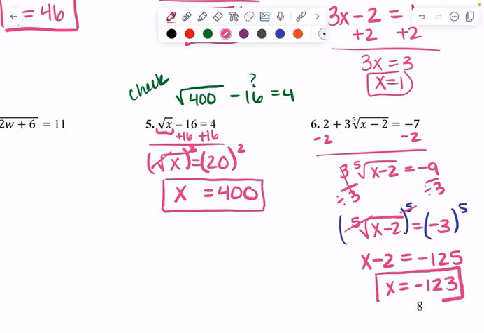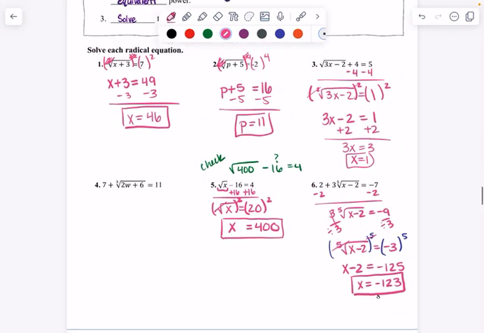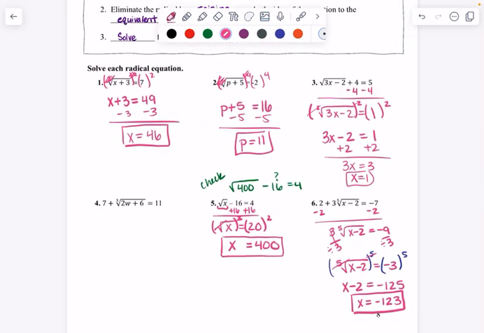So we're just getting the root or the radical expression to be the only thing on the one side of your equation. And then you eliminate it by raising it to the same power. Just don't forget to do it on both sides of your equation. Got to keep it equal.